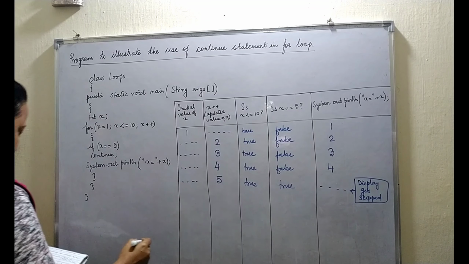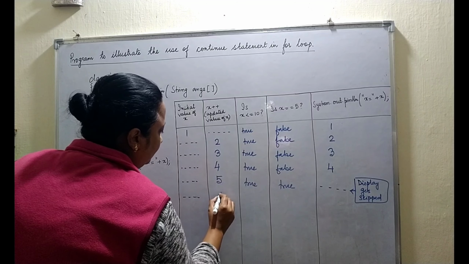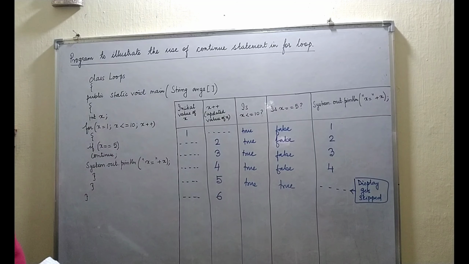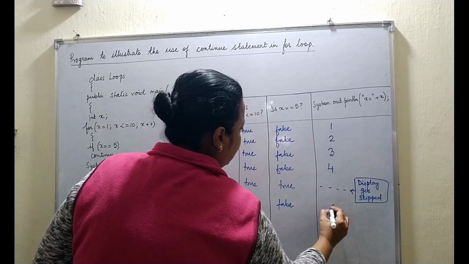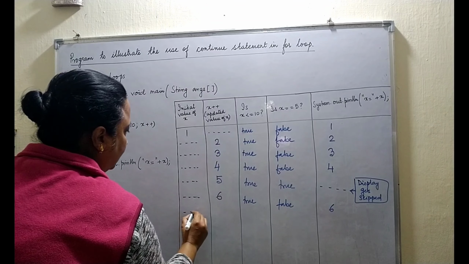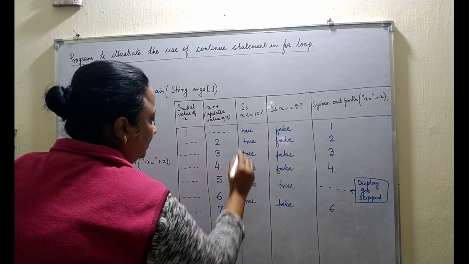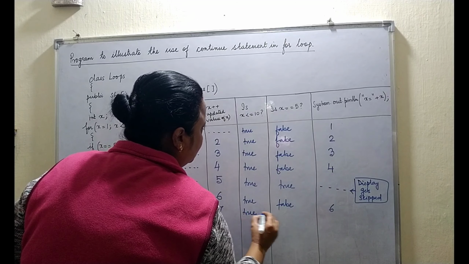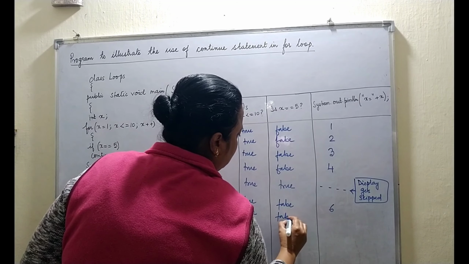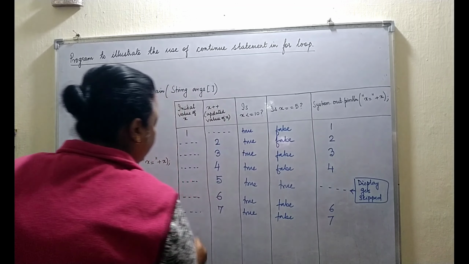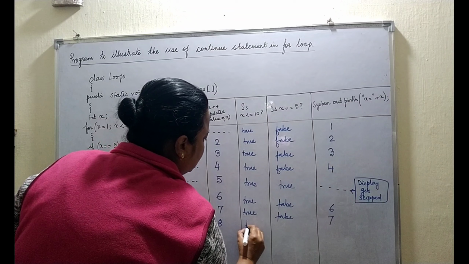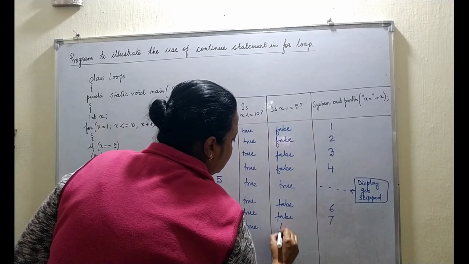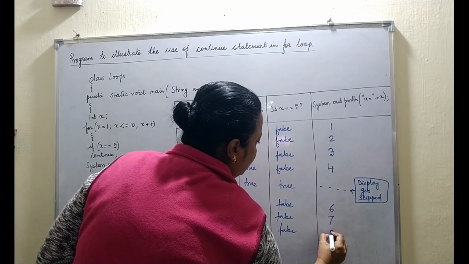So what will be the next iteration now? The value of x will become 6 here. Now 6, this condition is true. This other condition is false. So what will be printed here? 6 will be printed. Then the next updated value will become 7. This condition is true, this condition is false. So what will be printed here? 7. Next, the value of x is 8. So this condition holds true, this condition is false. So 8 is printed.